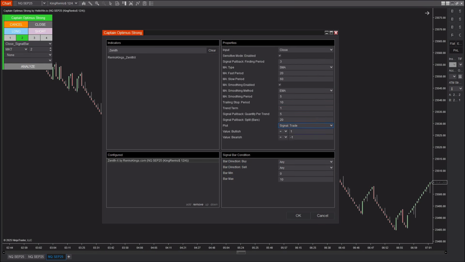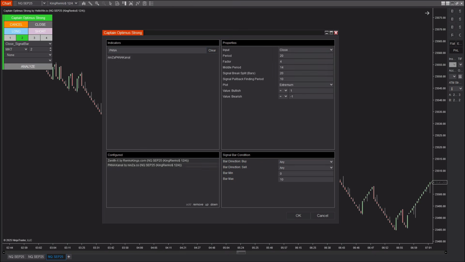In this setup, a buy signal is only suggested when both PANA Kanal and Zenith X are showing an upward trend, and a sell signal is only triggered when both indicate a downward trend. Now, while we explain the reasoning behind this logic, let's take a look at some real-time trade signals from this powerful combo right on the chart.